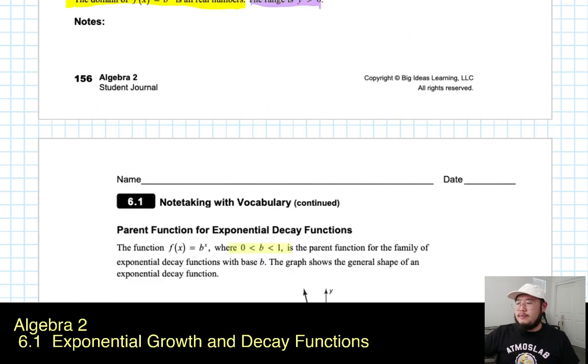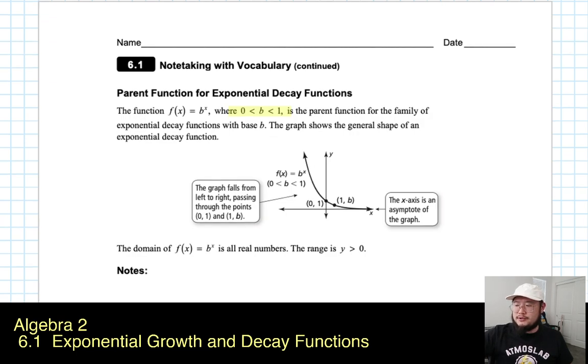So we've looked at primarily growth so far, exponential growth. Well, how about our exponential decay? Well, in our exponential decay, that's when my b value happens to be less than 1 and greater than 0. And so in the writing right there, it says the function f of x is equal to b to the x power, where b is less than 1 and greater than 0, is the parent function for the family of exponential decay. And so remember, in exponential decay, going from left to right, it will be going downwards.